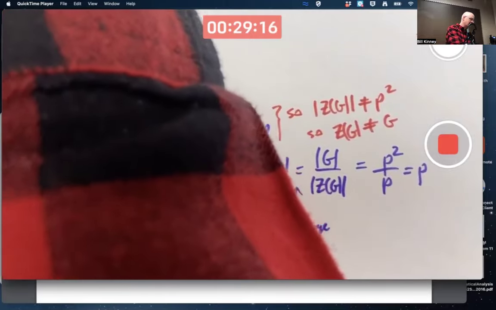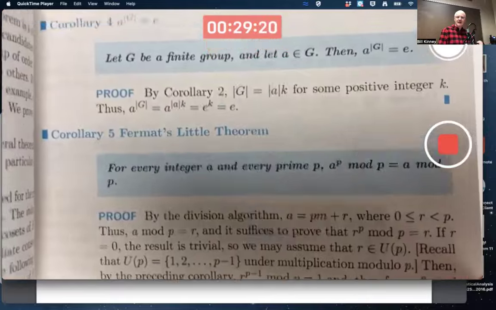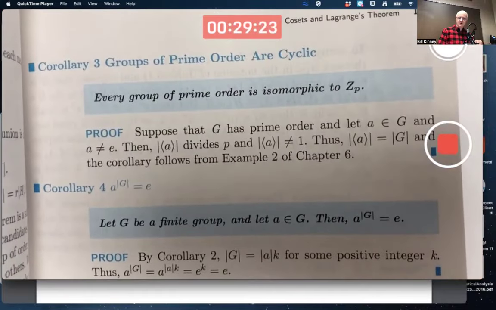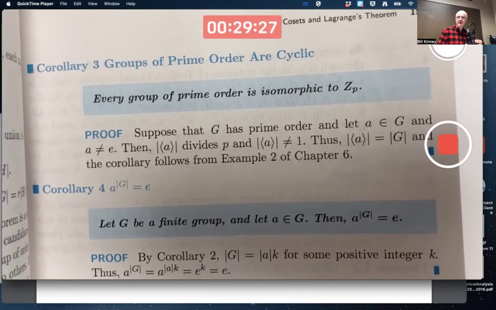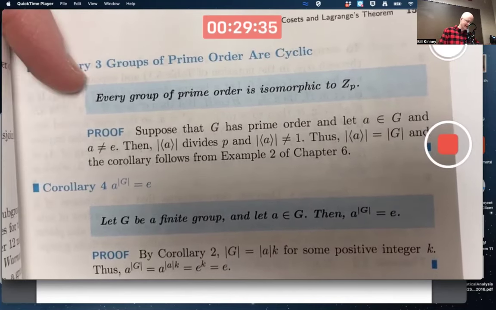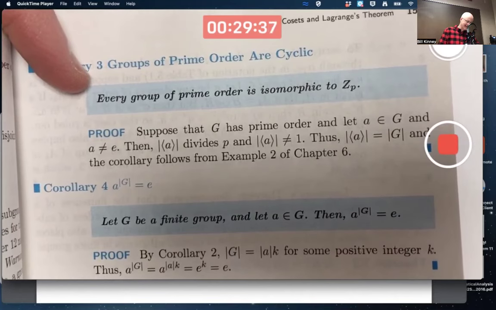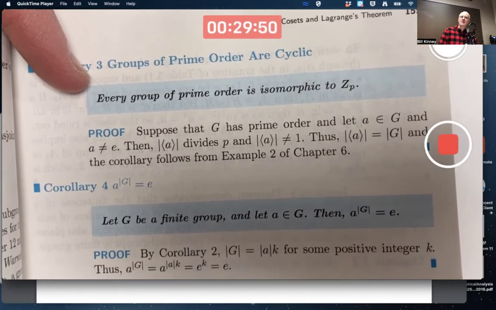And that's a corollary of Lagrange that I highlighted, I think, last week. You should know this for true-false questions, certainly, and questions like this. Every group of prime order is isomorphic to Z_P. In other words, they could have stated the corollary better. Probably a better statement would be: if G is a group of order P where P is prime, then G is isomorphic to Z_P. In other words, G is cyclic.